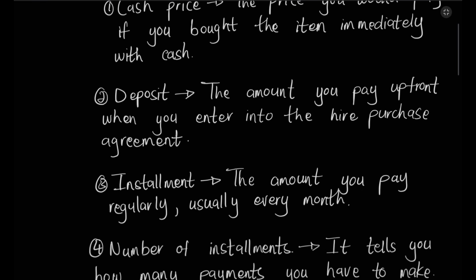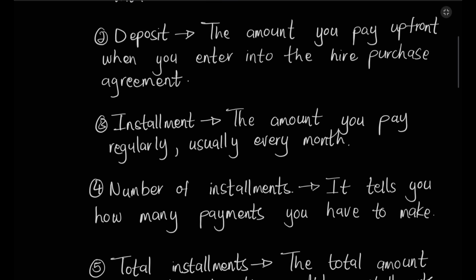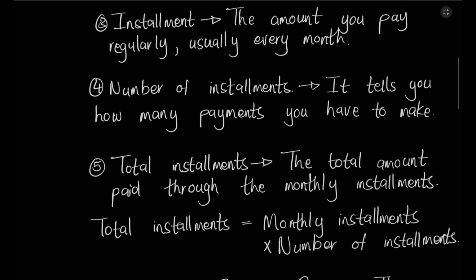Secondly, we have a deposit, which is the amount that you pay upfront when you enter into the hire purchase agreement. We have number 3, which is the installment. The installment is the amount that you pay regularly, usually every month. For example, they could tell you that the monthly installment is 500 Rand, so you would pay 500 Rand monthly. Let's go to number 4. We have number of installments. This tells you how many payments you have to make. For example, they would say 12 monthly installments, which means that you have to make 12 payments.